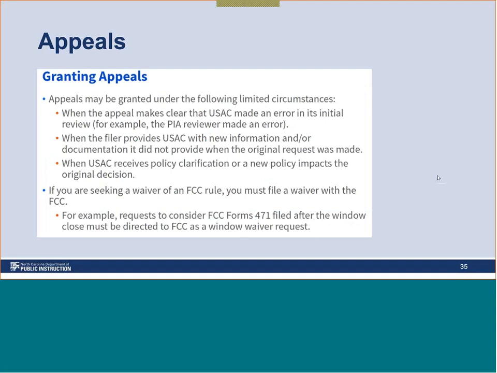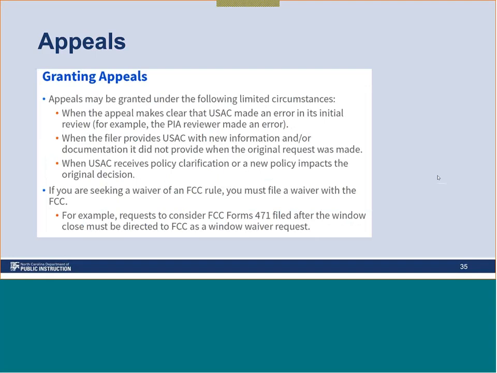All right, and so granting appeals. Appeals may be granted under the following limited circumstances. If they made an error in its initial review, so if your PIA reviewer made an error, that's an area where you might be able to be granted the appeal. Also when the filer, you, provides USAC with new information or documentation it did not provide when the original request was made.